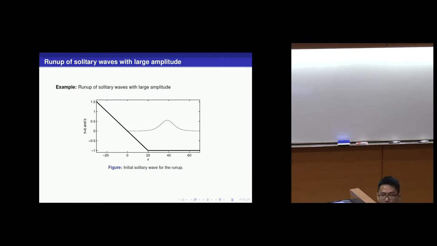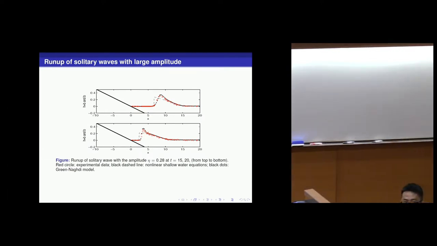Before we go to our model, let's take a look at two examples. The first one is a solitary wave. This is a coast, with the wave propagating to the left. Here we have the amplitude of the solitary wave, approaching the coast and going up. If the coast is not high enough, you have the wave shoaling and passing the bar.